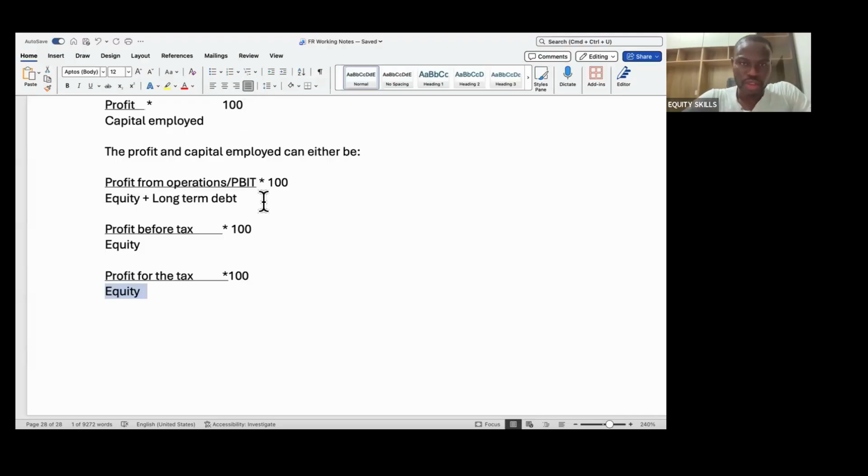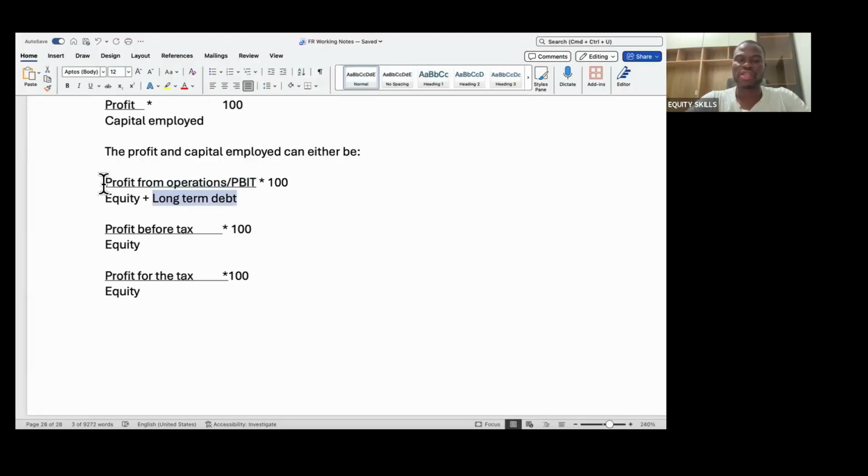Okay, so the reason is that this profit from operations, PBIT, is a profit before you pay interest. Interest to whom? To debt holders. So this profit is attributable to both our shareholders, who are equity, and our debt holders, who are the long-term debts.